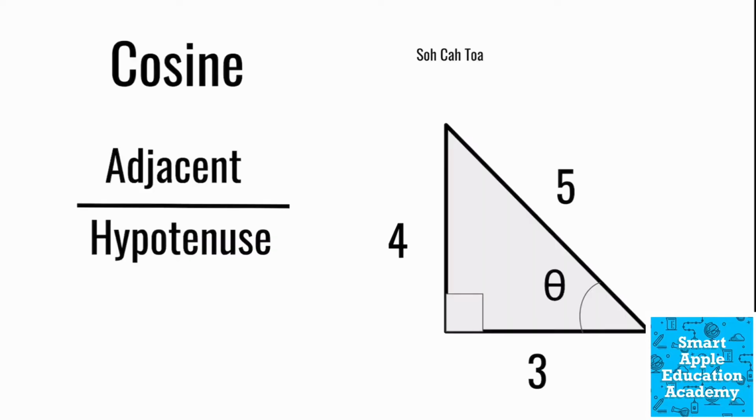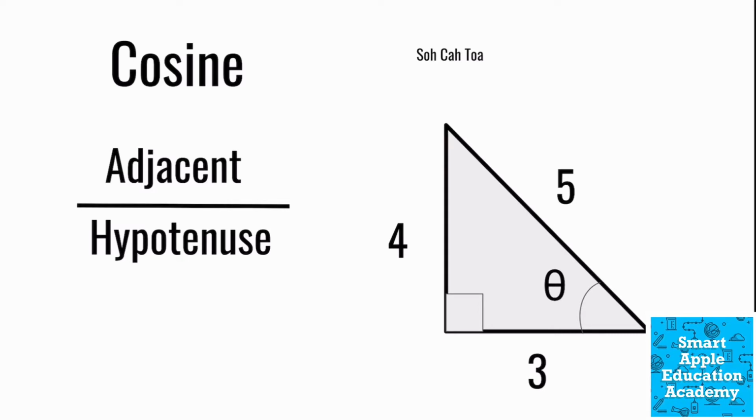The ratio for cosine is adjacent over hypotenuse. Remember, we're only talking about right triangles. Let's look at the top right of the screen where it says SOHCAHTOA. SOH is for sine, CAH is for cosine, and TOA is for tangent. Since we're talking about cosine, let's look at CAH. The C stands for cosine, the A stands for adjacent, and the H stands for hypotenuse. You can use this to remember that cosine's ratio is adjacent over hypotenuse.